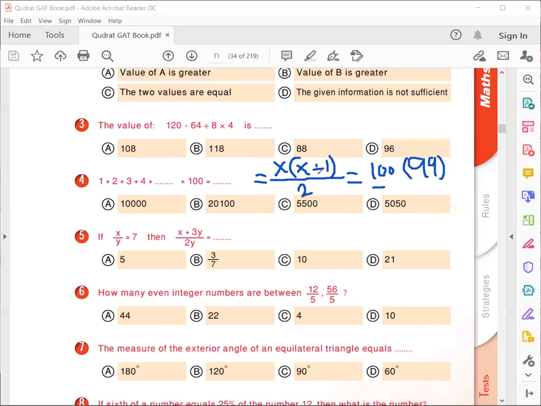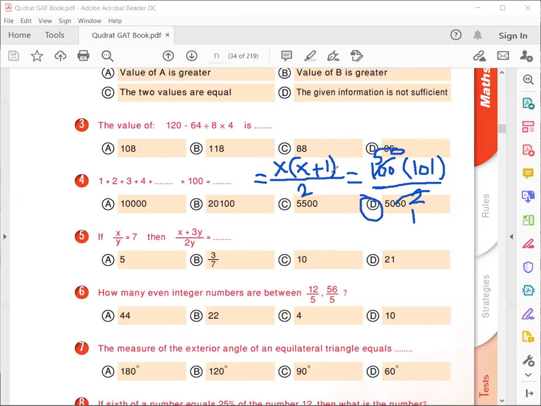Oh, sorry, here plus. No, plus, sorry, here plus. Here plus, the rule is plus. A plus, so 100 plus 1, it is 101, right? Divided by 2. Then you simplify. 2 divided by 2 is 1, and 100 divided by 2 is 50. Then you multiply 50 times 101, it is D, 5050.